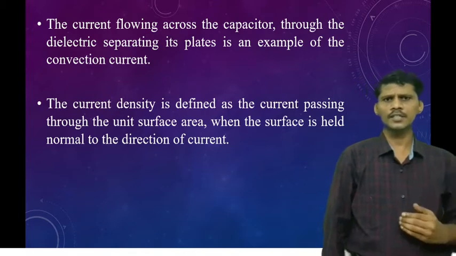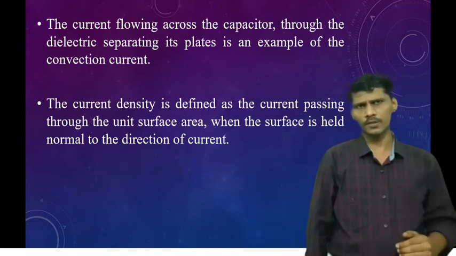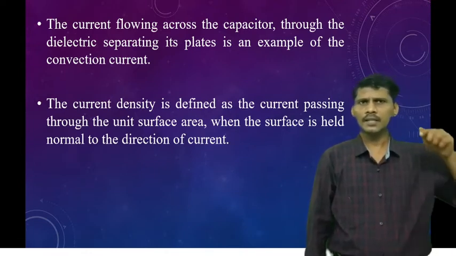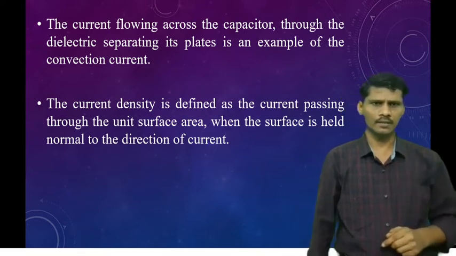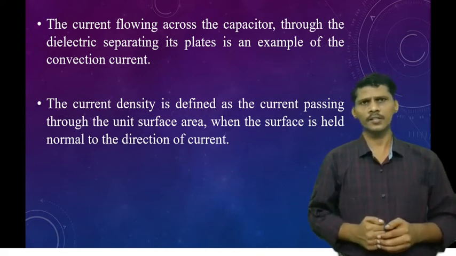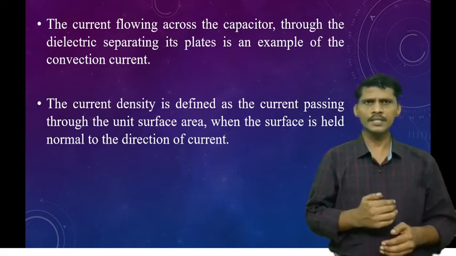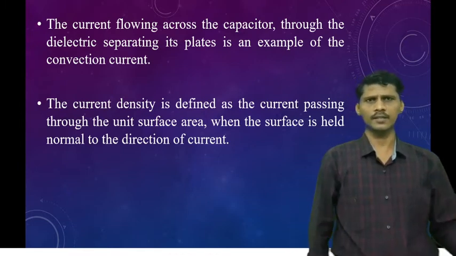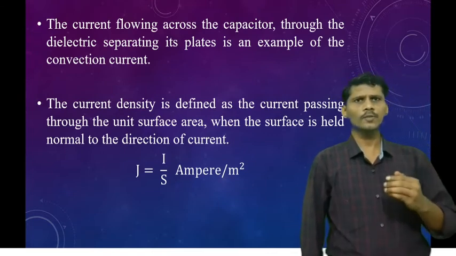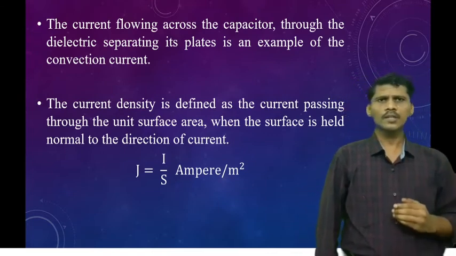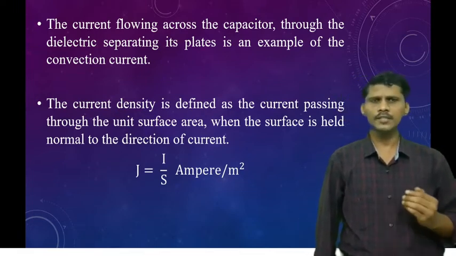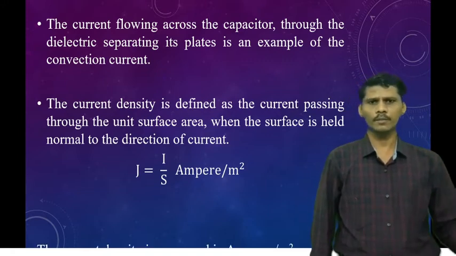The current density is defined as the current passing through the unit surface area. What is the current density? The current density is defined as the current passing through the unit surface area when the surface is held normal to the direction of the current. It is given by the current density J equal to current per surface area. The dimension of current is amperes and that of surface area is square meters, so the current density is measured in amperes per square meter.